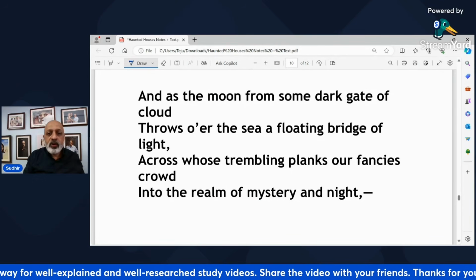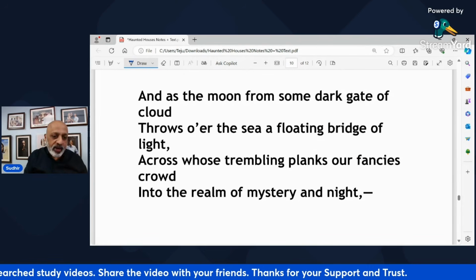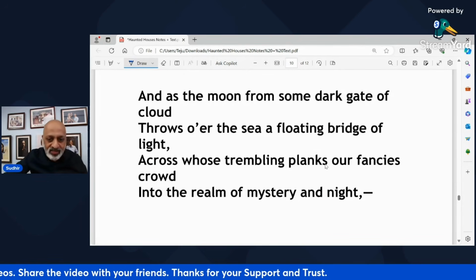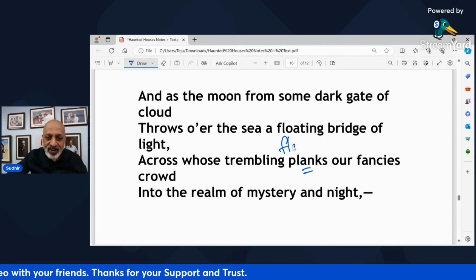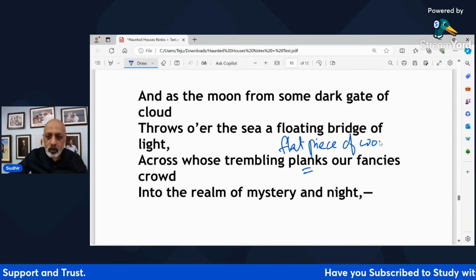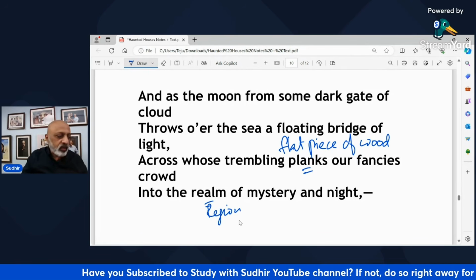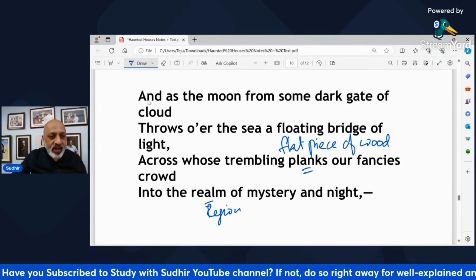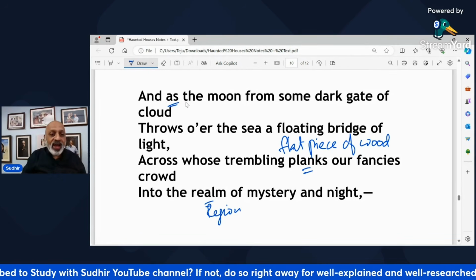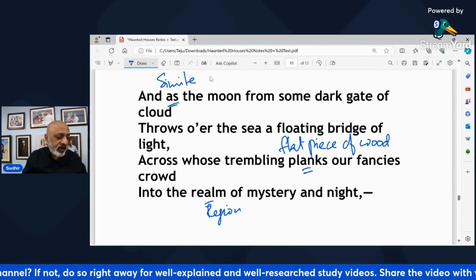Now, as the moon from some dark gate of cloud throws over the sea a floating bridge of light across whose trembling planks. Planks, as you know, is a flat piece of wood. Realm means in the region. Now, in the first line, the use of "as" conveys what? It is a simile. What is the poet trying to say?